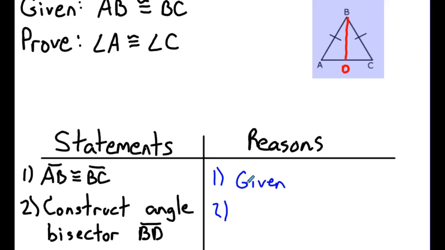Step 2, construct angle bisector BD. So if you look at the picture towards the top, I constructed this angle bisector BD. Okay, that means these two angles are going to be congruent. And like the last proof, we can just say construction.